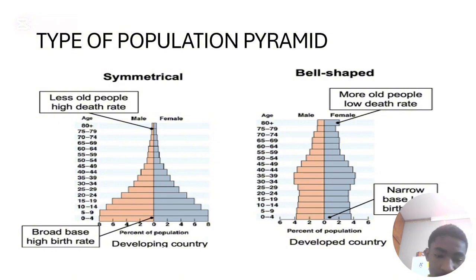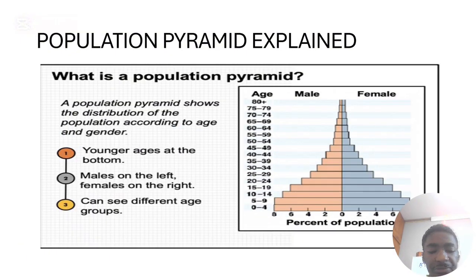I hope you understood the difference between symmetrical and bell-shaped population pyramid, right? Now let's focus on population pyramid. What is a population pyramid? A population pyramid is a pyramid that shows the distribution of population according to age and gender. You can't forget this definition. It is important because that is the first question they're going to ask you if the population pyramid question appears. Right? That is the first question they're going to ask you. If it's not this one, then they're going to ask you what is the difference between symmetrical and bell-shaped population pyramid. That is what they're going to ask you.